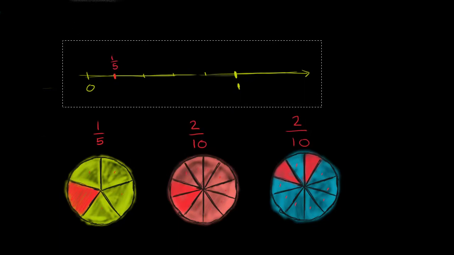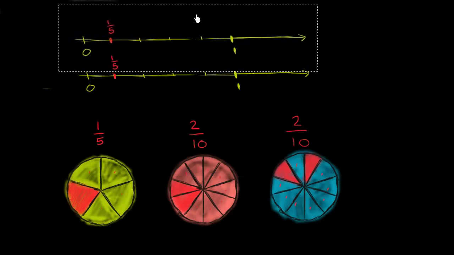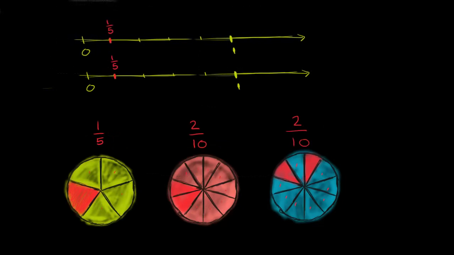Now what I want to do, let me copy and paste this same number line since I've already drawn it. So let me put it right over here. But now I'm going to divide it into 10 equal sections. So let me divide it into 10 equal sections on the top one. So 1, 2, 3, 4, 5, 6, 7, 8, 9, 10.